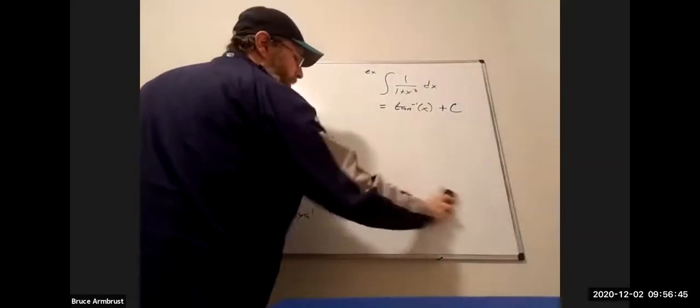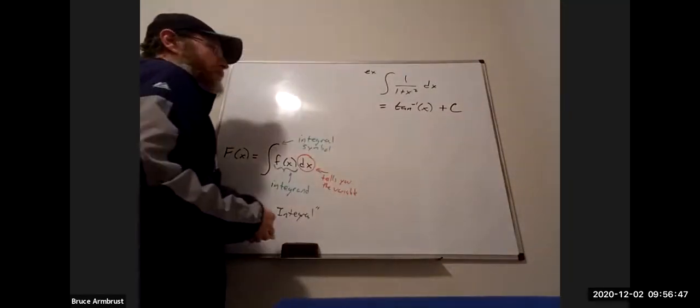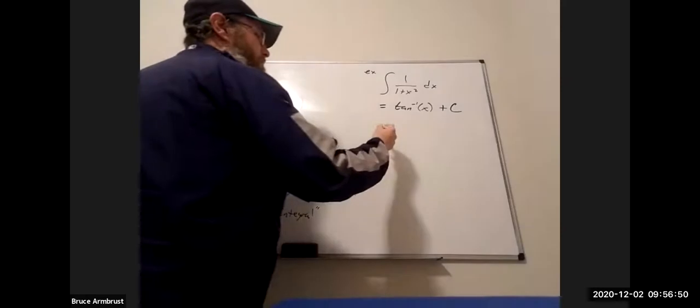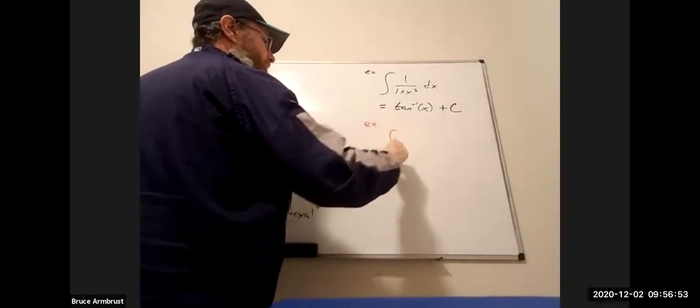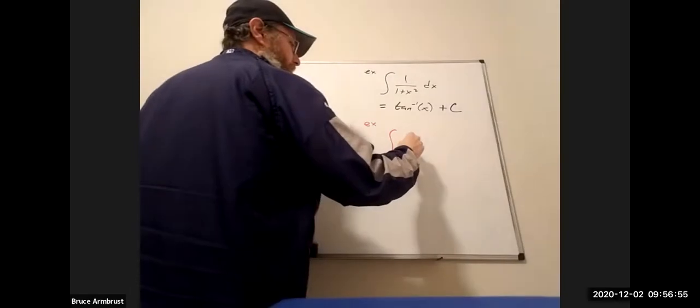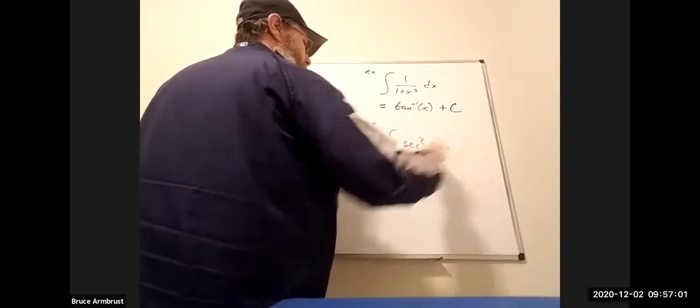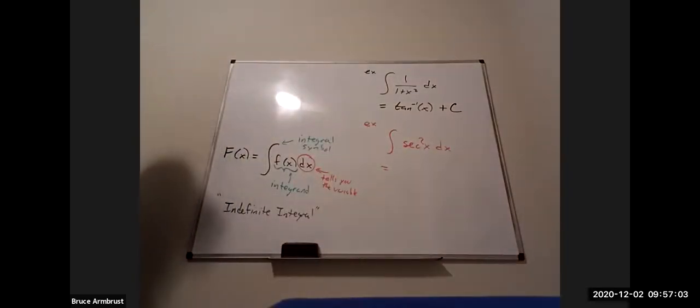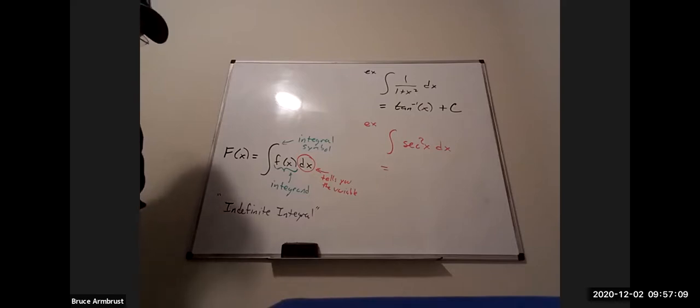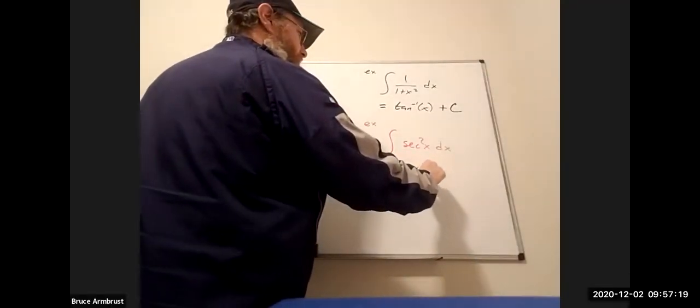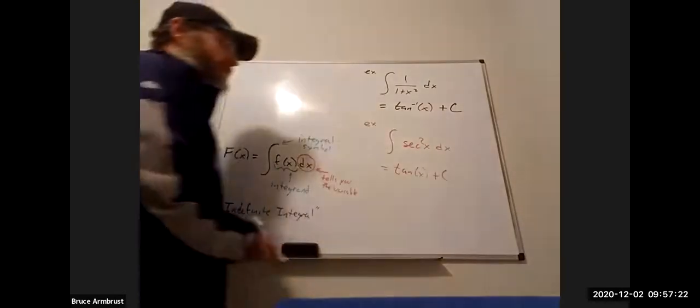So let's do a couple more here. How about, let's get the integral of secant squared x dx. So can you think of a function whose derivative is secant squared? Tangent. Beautiful. So we're going to write this as tangent of x plus c.